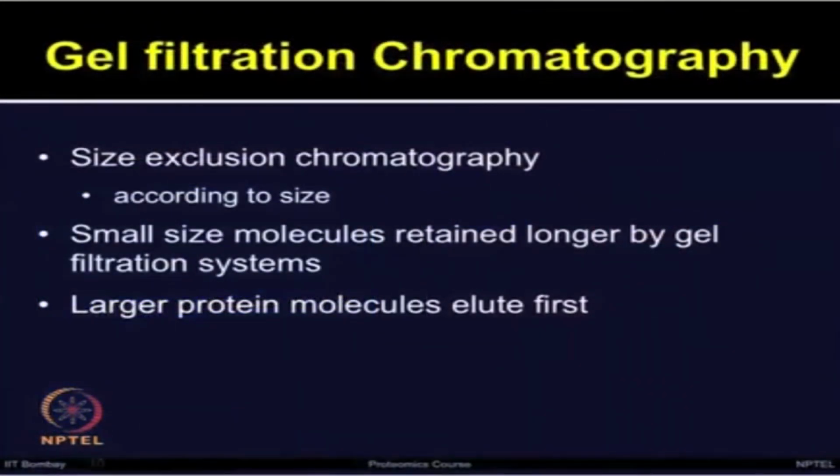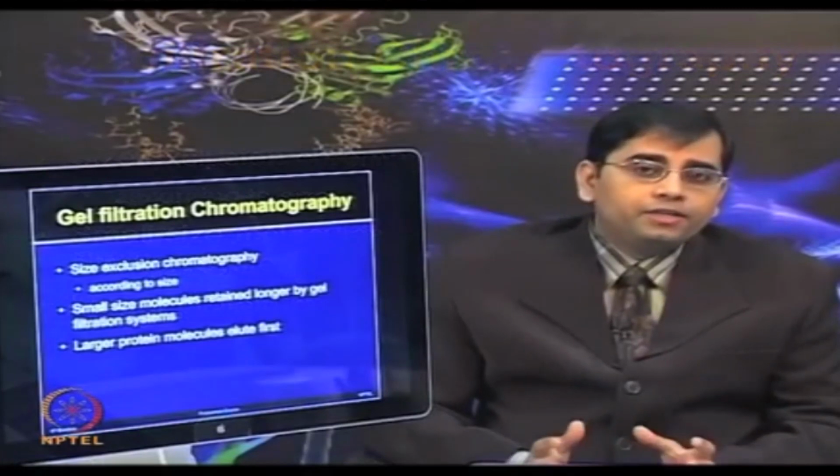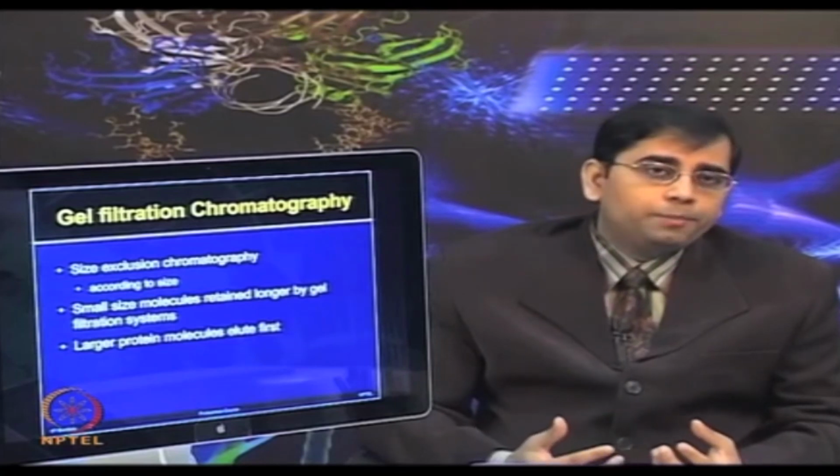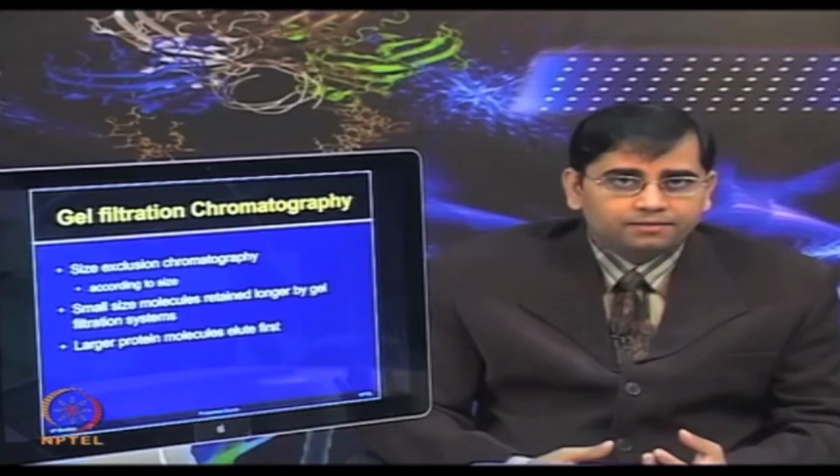Gel filtration chromatography is also known as size exclusion chromatography. It means the molecules are separated according to the given size. Small molecules, such as salt, will be retained longer by the gel filtration system, and larger molecules such as proteins will elute first, because they cannot enter inside the porous beads, and they can be used to separate proteins based on the size.